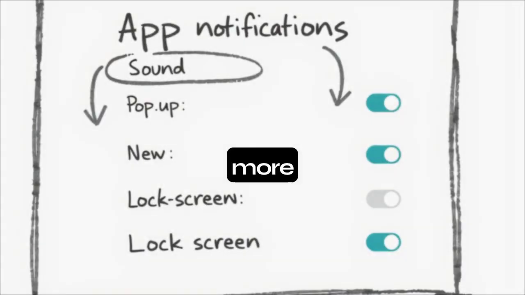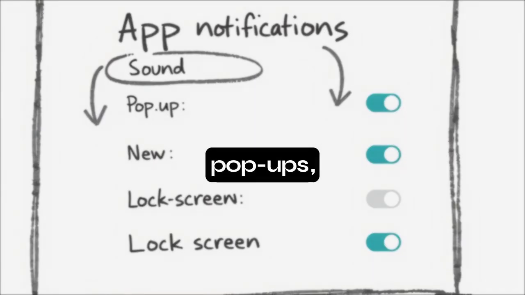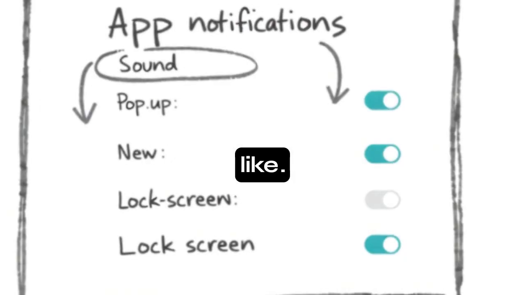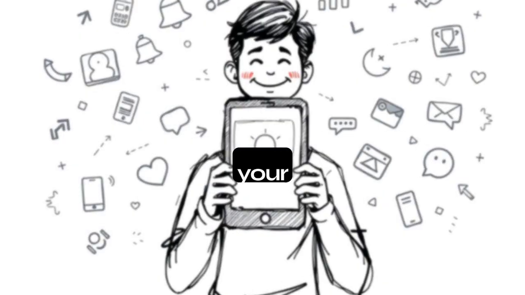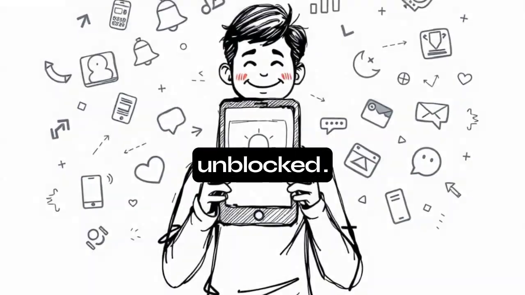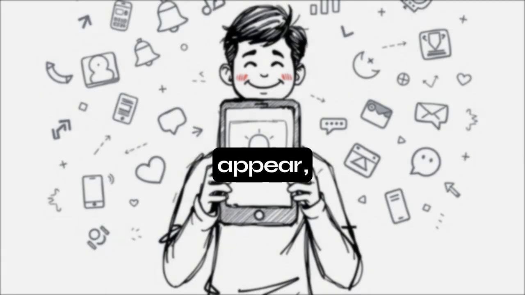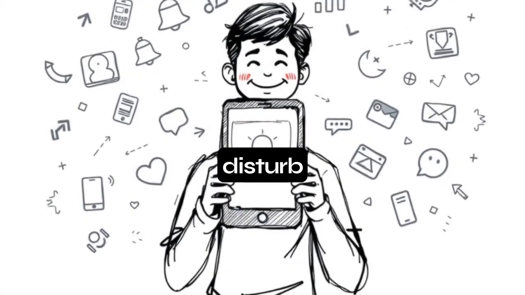You can also expand more options here to customize sounds, pop-ups, and lock screen alerts if you like. That's it. Your notification should now be unblocked. If alerts still don't appear, restart your phone and check Do Not Disturb settings.